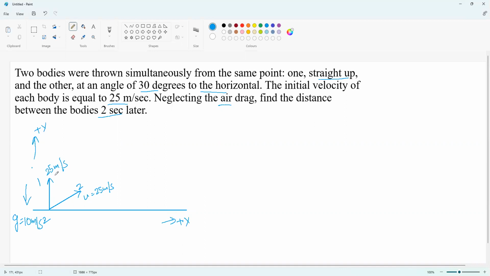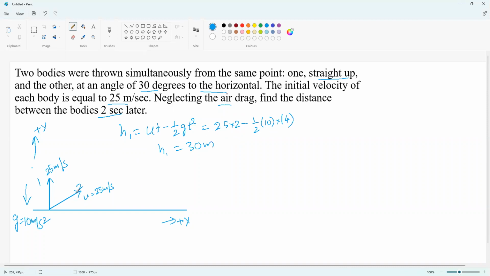So what is the distance traveled by body 1 in the vertical direction? We can calculate that using this formula. H1 equals ut minus half g t square. So this would be 25 times 2 minus half into 10 into 4. So we get the distance traveled by body 1 as 30 meters.